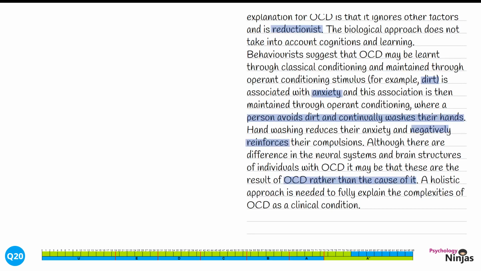A holistic approach is needed to fully explain the complexities of OCD as a clinical condition. Here we're suggesting that a holistic or a complete explanation is required, with biopsychosocial explanations all being included in order to fully explain OCD. We're going to end with a balanced conclusion.